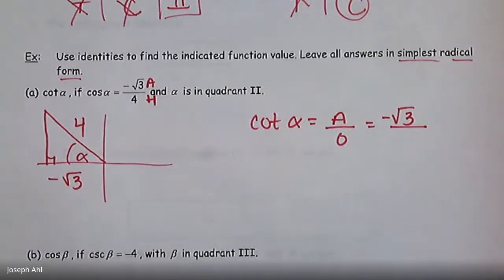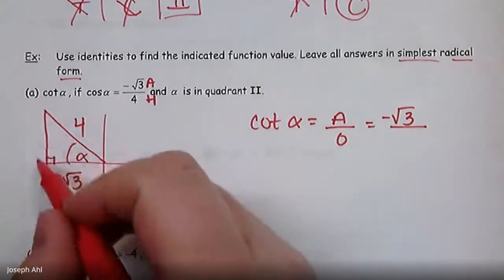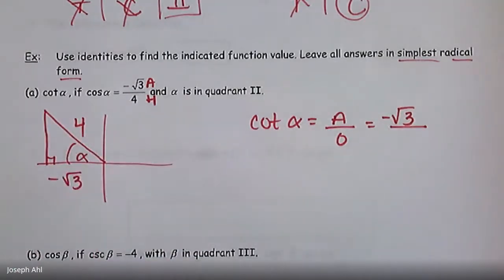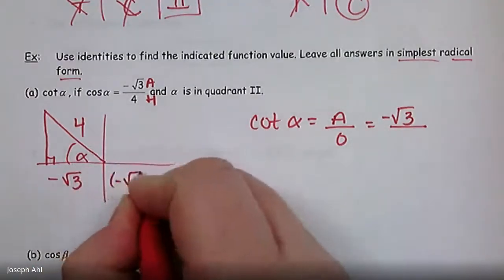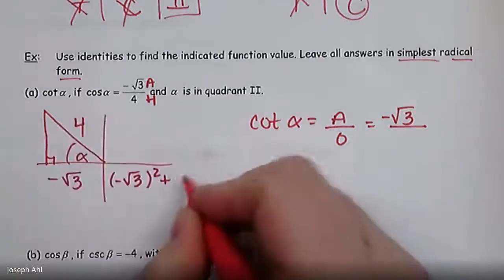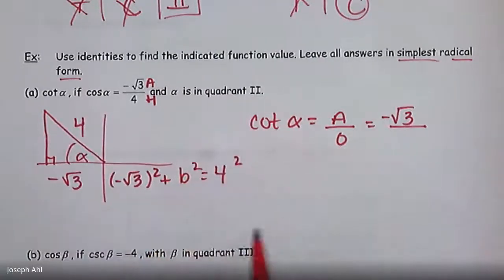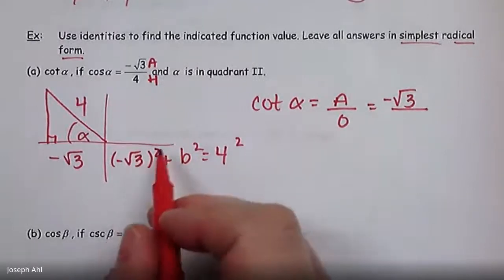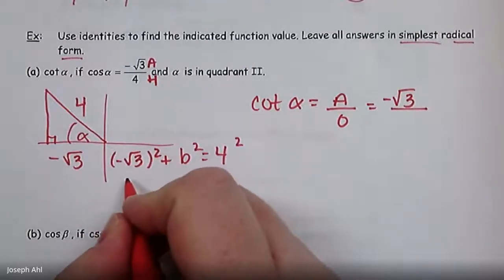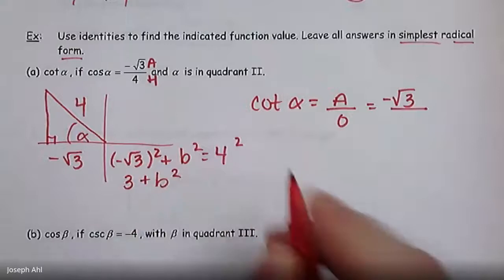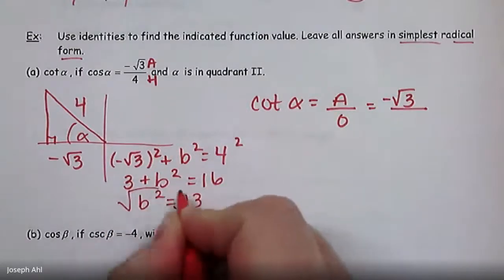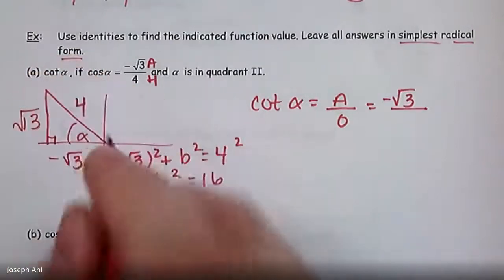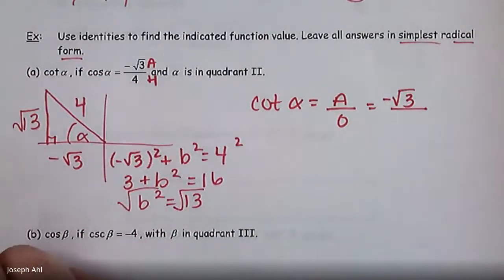Even though it's not a special length by any means, we have the skills to find this missing side, don't we? How are we going to do it? We're going to do Pythagorean theorem. A squared plus b squared equals c squared. So let's do negative radical 3 squared plus, I'll call this side b squared equals 4 squared. By the way, squaring this is always going to make it a positive, so don't make a little mistake there. But if 3 plus b squared equals 16, b squared would equal 13, and the square root of both sides would leave me with a radical 13 for that last missing side.